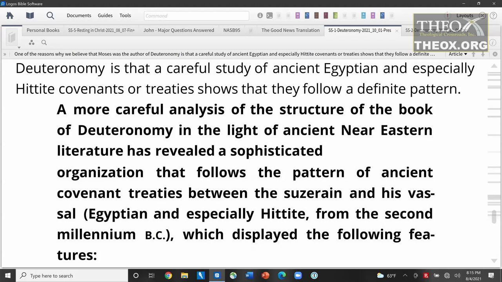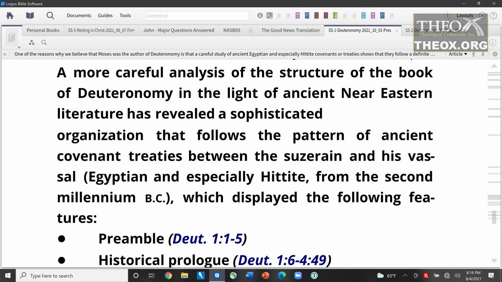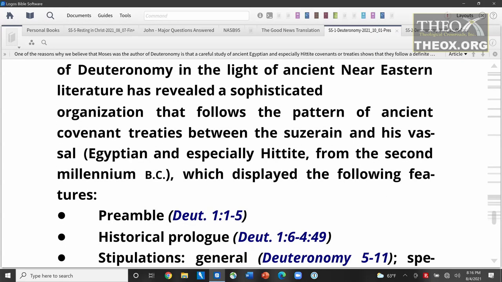So, see who comes next. I guess, Carrie, I think it's you. A more careful analysis of the structure of the book of Deuteronomy in the light of ancient Near Eastern literature has revealed a sophisticated organization that follows the pattern of ancient covenant treaties between the suzerain and his vassal, in brackets Egyptian and especially Hittite, from the second millennium BC.